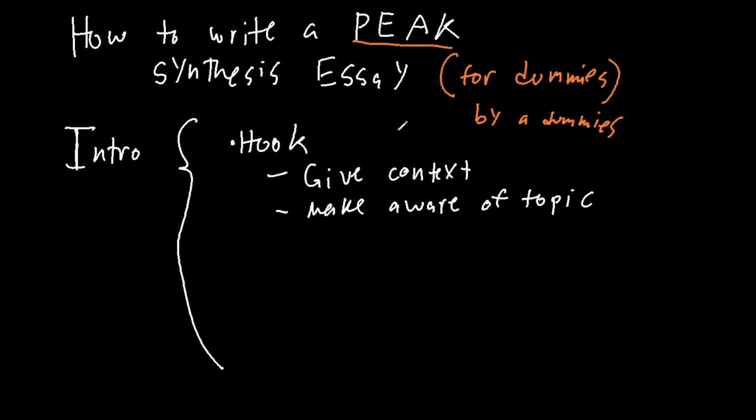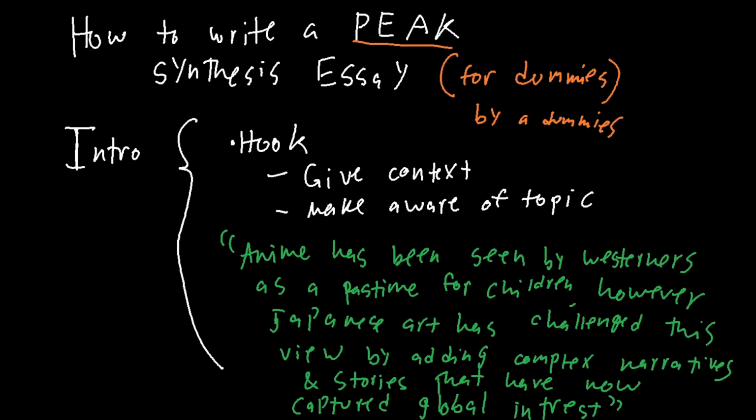So as I said, the context is where you explain the major opinions, the topics and stances that people can have. Let's say it was the value of anime. This is what my context would look like. As it says, anime has been seen by Westerners as a pastime for children. However, Japanese animation has challenged this view by adding complex narratives and stories that have now captured global interest. Obviously, I can't write everything, but now that I've had this little context, it'll show you what you should have.